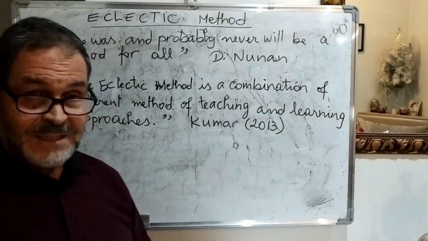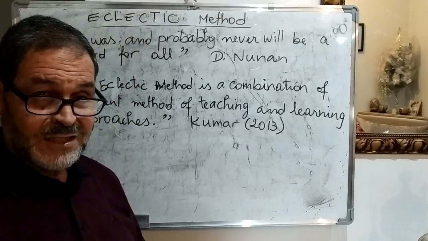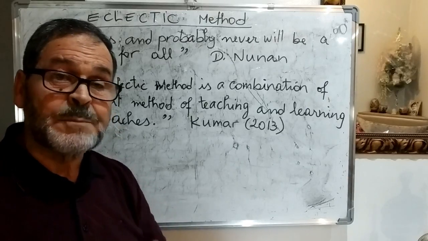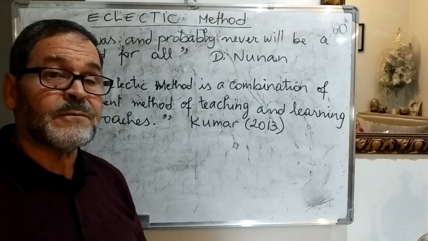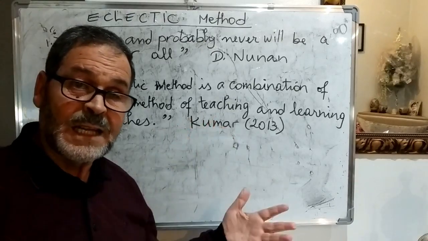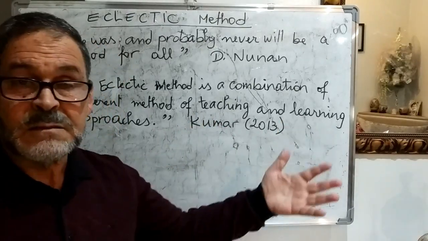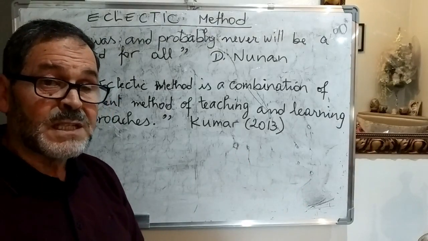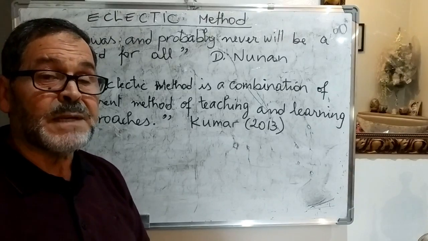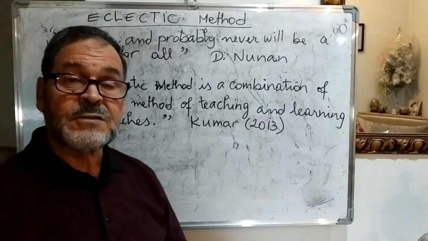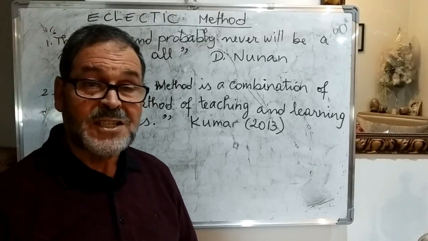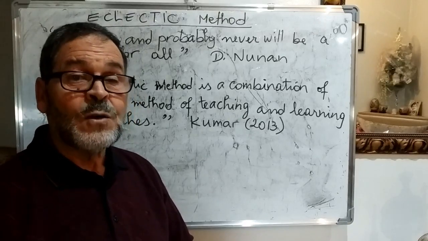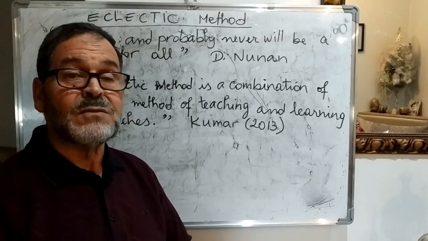Kumar, 2013. So both quotations refer to a mixture of all types of methods we have seen. We can mix, for example, TPR with CLL, or CLT with PPP methods, etc. This is a new method now, and maybe we are already implementing it. We can also use the grammar translation method and the audiolingual method. So we are going to see what type of method it is when we apply it.